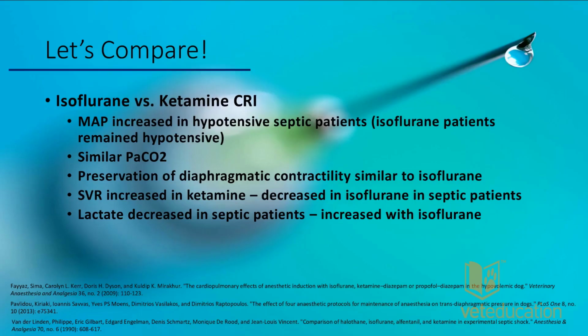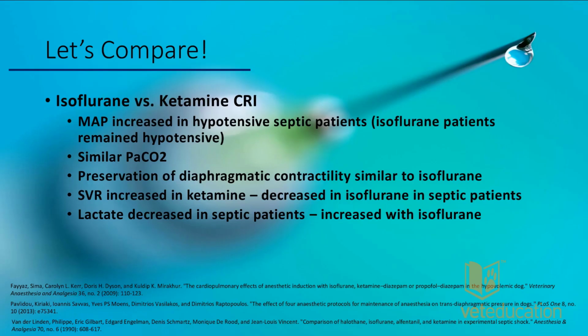What about continuous infusion? If we maintain patients on isoflurane for anesthetic maintenance versus a ketamine continuous infusion, mean arterial pressure increased in hypotensive septic patients with ketamine, whereas isoflurane patients remained hypotensive. So in this instance, hypotensive septic patients that received a ketamine continuous infusion actually showed some increase in vascular tone and an increase in mean arterial blood pressure.